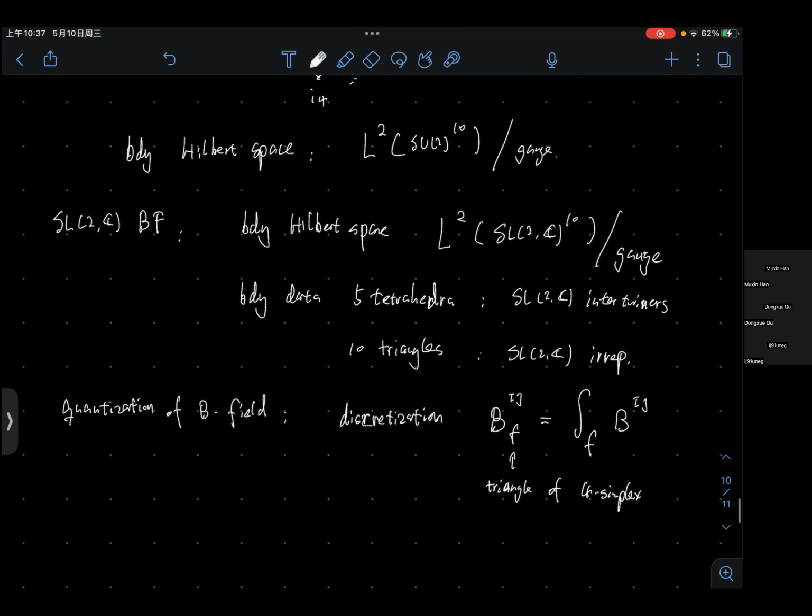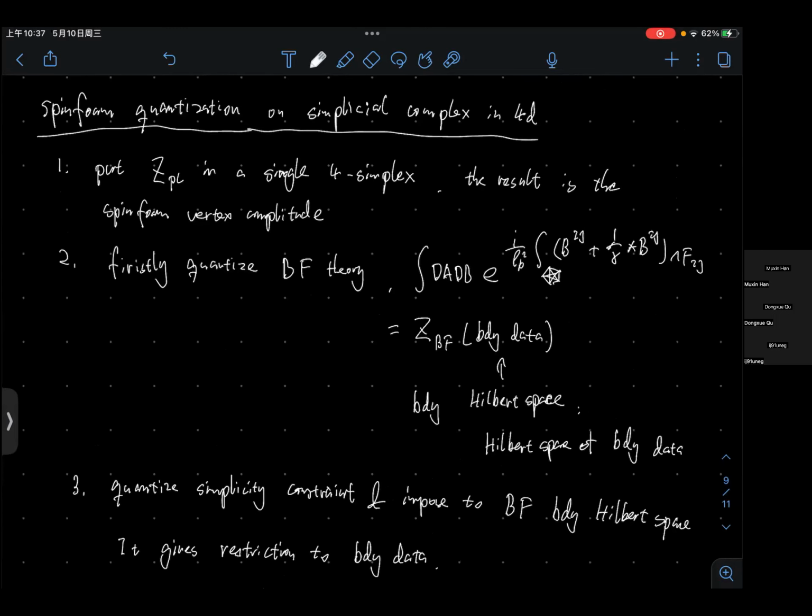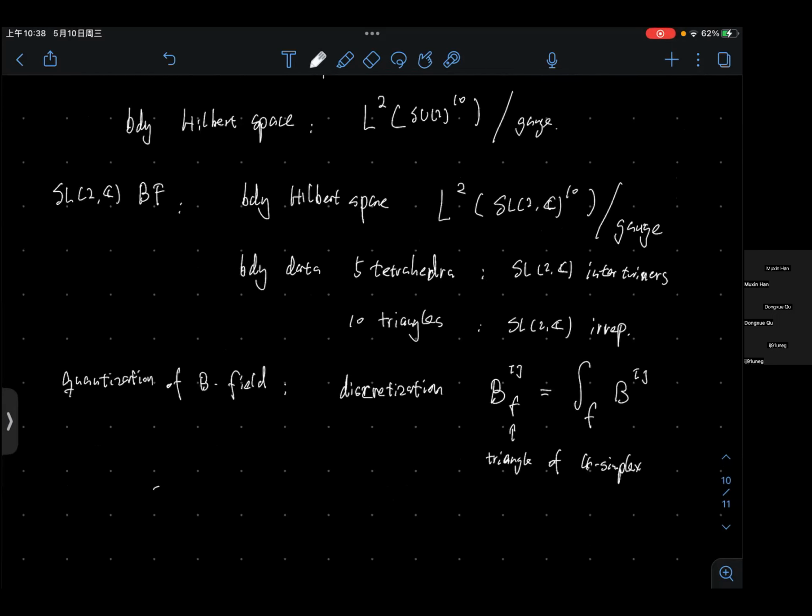You can inspect this action. You see that because of the twist given by the Barbero-Immirzi parameter, the canonical conjugate variable to the connection field is not exactly B, but a twisted B. So this quantity is the canonical conjugate variable of A. It's not just B. So the flux operator is not the quantization of B, but of this twisted B. I call it J, which is B plus 1 over gamma star B. This is the flux operator, which is quantized as the right invariant vector field.